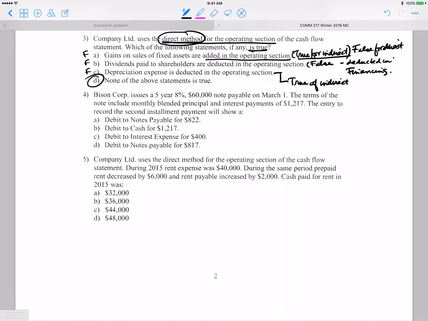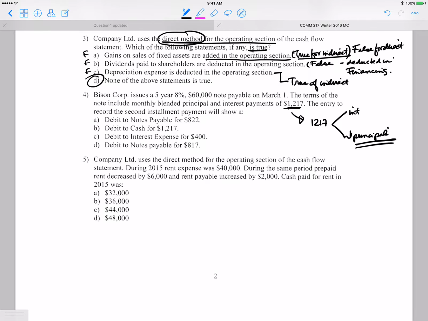Question number 4. Company issues a 5-year 8% $60,000 note payable on March 1st. The terms of the note include a blended payment of $1,217 per month, and they're asking you for the entry to record the second payment. So each month there is a payment of $1,217. Part of that payment goes to interest expense, and the other part goes to reduce the principal, or the gross amount that you owe.